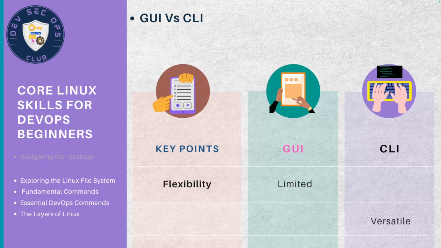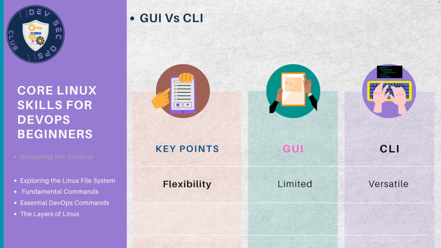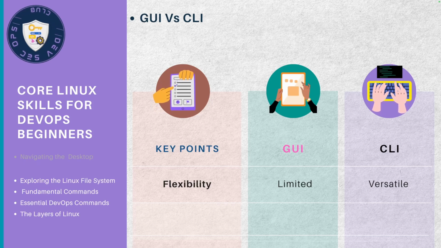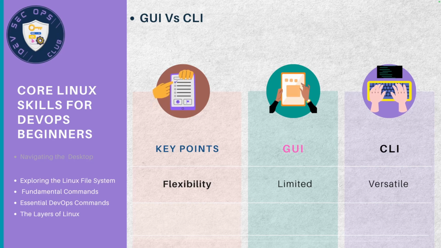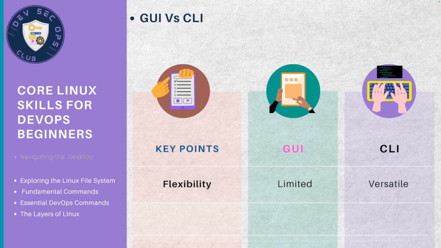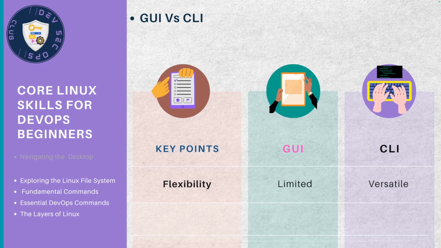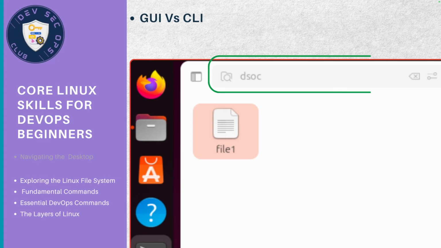So that's why, if I come back over here, the GUI has limited functionality. Whatever options are available, let's say when you right click on some of the icons, you can only use those options. So you are restricted, you are limited to those options. But in case of CLI, you are not restricted. You can do whatever you want with that particular command, as long as it is supported. Similarly, this is one of the things.